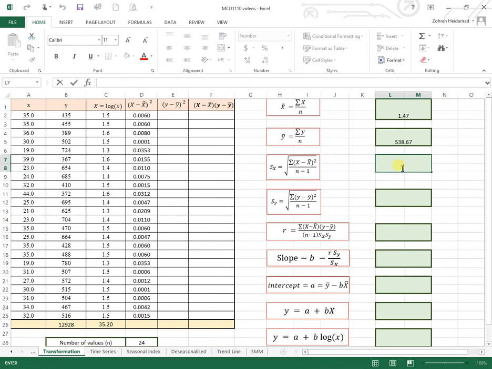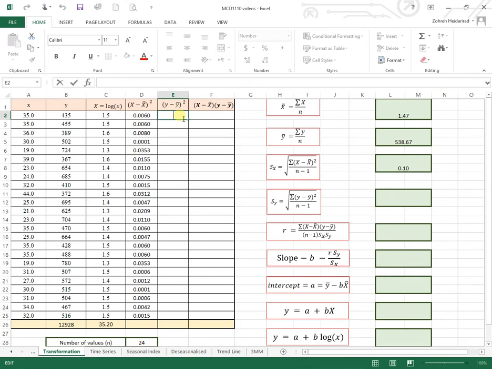Now we are ready for finding the standard deviation of x. This is the square root sqrt of this total. I can use this function sum, or just use the auto sum for that. Sum of these values divided by number of values minus 1. Just be careful about the priority of these operations when you type a function or a formula. Okay, now I have the standard deviation of x.